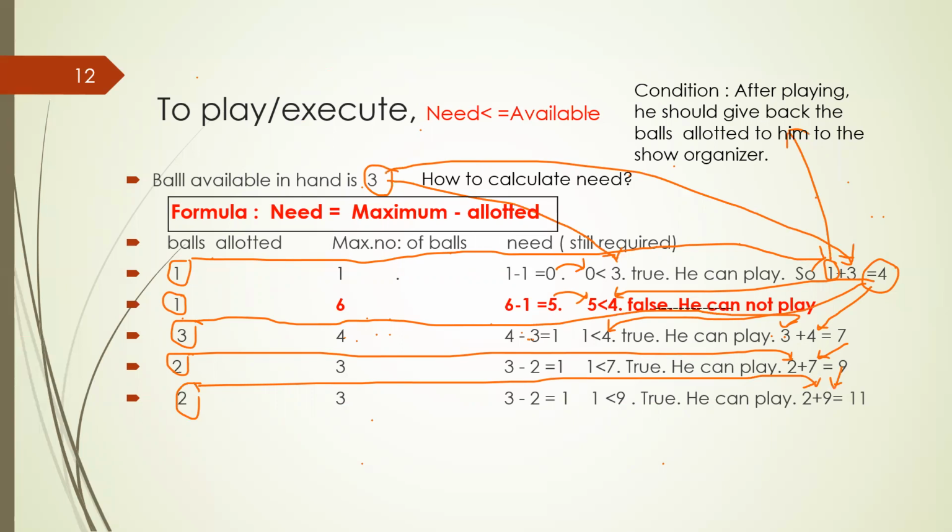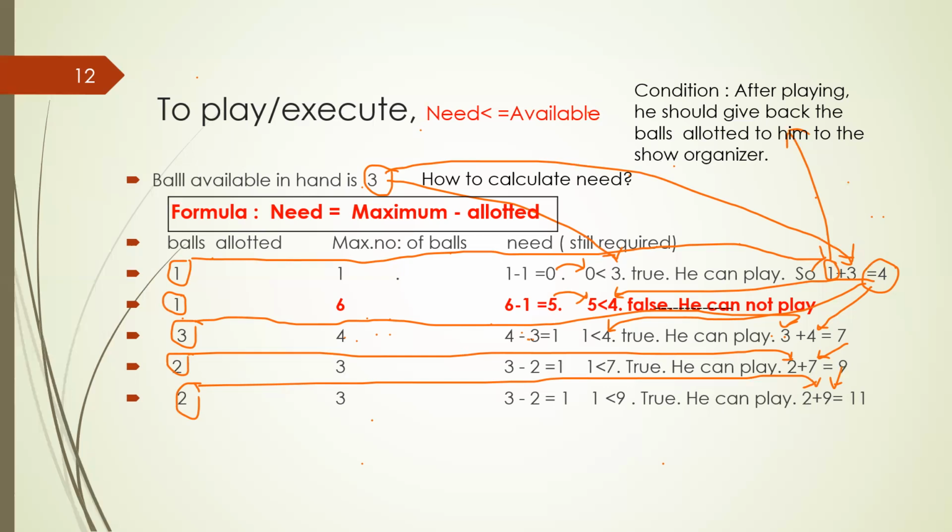Now comes to the magician example. The balls available in hand is 3. At last, the show organizer has 3 balls. The 3 balls are not allotted to any magician. Now, how to calculate the need? What's the formula to calculate need? Need equal to maximum minus allotted.